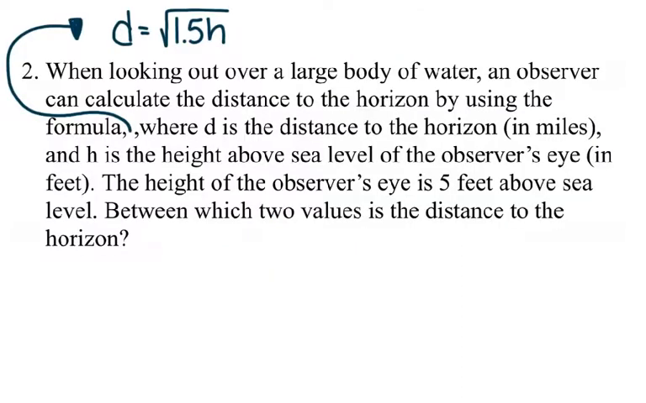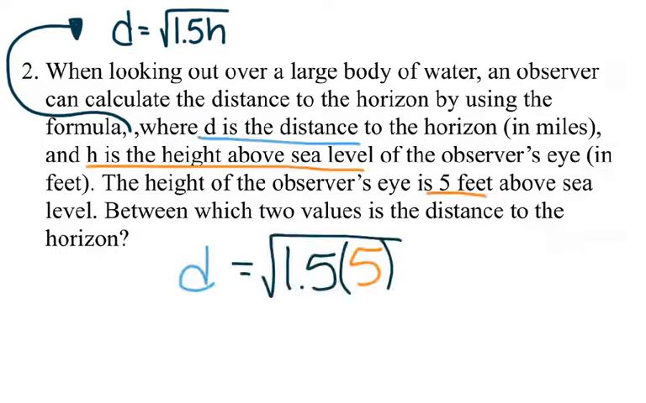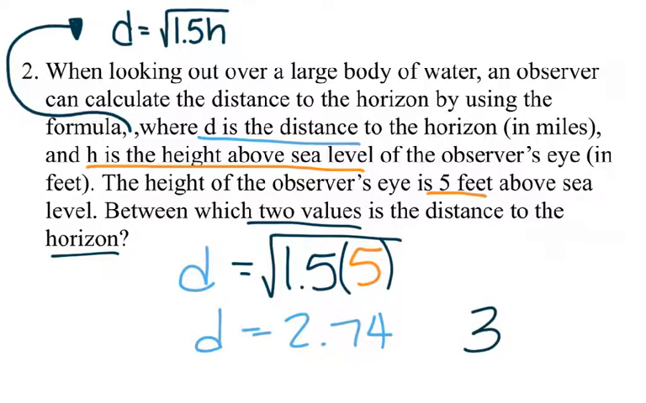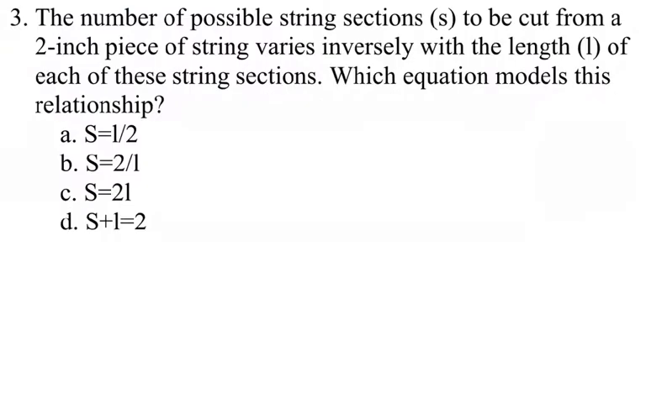Okay, so go ahead and pause the video and read this one real quick. Okay, so D is talking about distance to the horizon. H is the height and sea level. I kind of color-coded it. So if the height is 5, I'm going to replace H with 5, and then I just plug this into my calculator. Okay, so the answer is 2.7, I'm going to round that to 4. And then if you'll notice, the question asked between which two values is the distance to the horizon. So I would say between 2 and 3. So something like that as an answer choice would be correct.